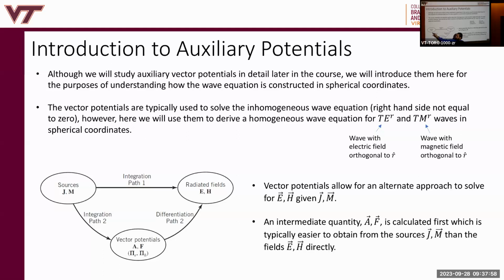A is associated with J, and F is the electric vector potential associated with M, all right? And then there's these other potentials, but don't worry about those for now. To get to A and F from J and M, it's an integration process. And then to get to E and H, once you have the potentials, it's a differentiation.